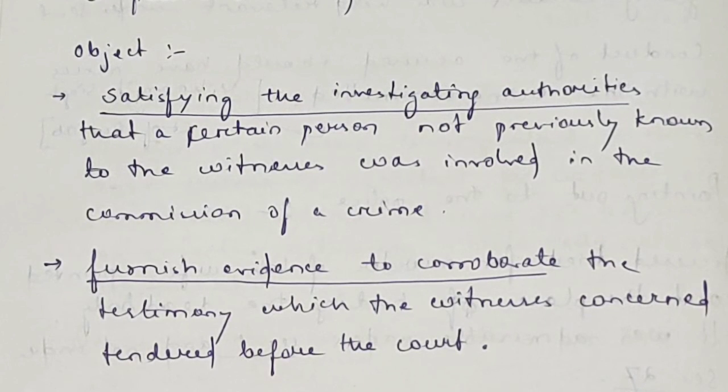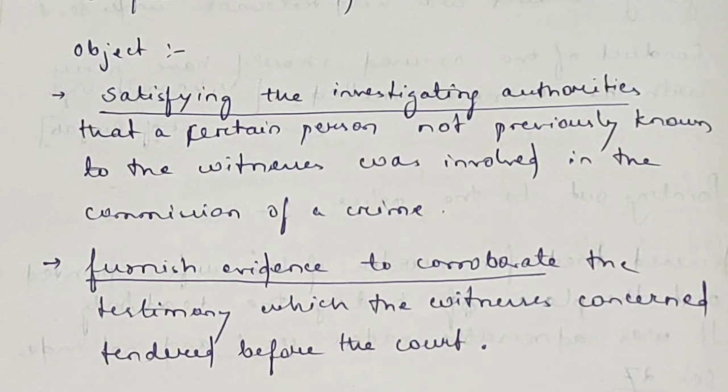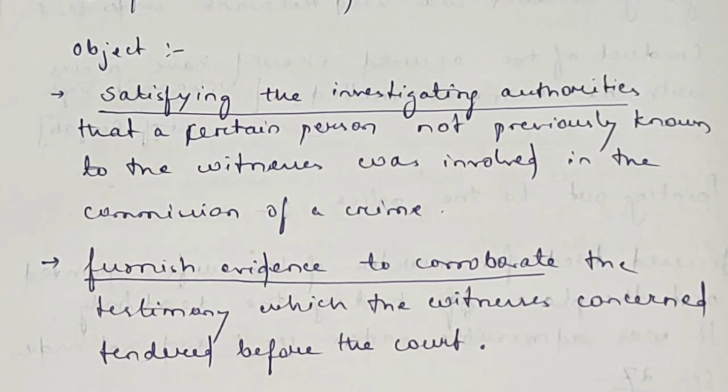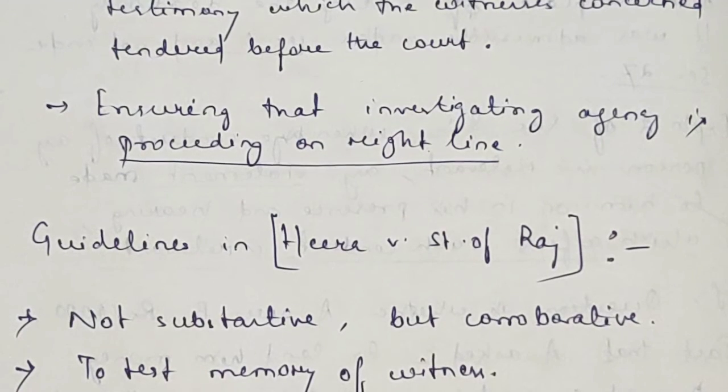So now let's come to the object of TI period. It is for the purpose of satisfying the investigation authorities that a certain person not previously known to the witnesses was involved in the commission of a crime or not. Also to furnish evidence to corroborate the testimony which the witnesses concerned tendered before the court. Also the object is to ensure that the investigating agency is proceeding on the right line or not.